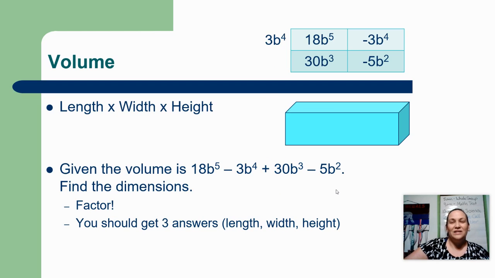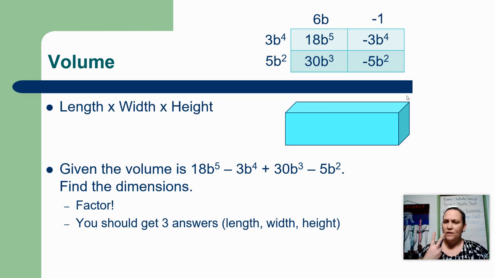So 18 and 3 have a 3, and then the b to the 4th. 3 times 6 is 18, and then b, so we can get it to b to the 5th. And then we just need a negative 1, so everything's good except for the sign. 6 times 5 is 30, and b times b squared is b to the 3rd. And then we double check, negative 1 times 5b squared is negative 5b squared. So that's all good.